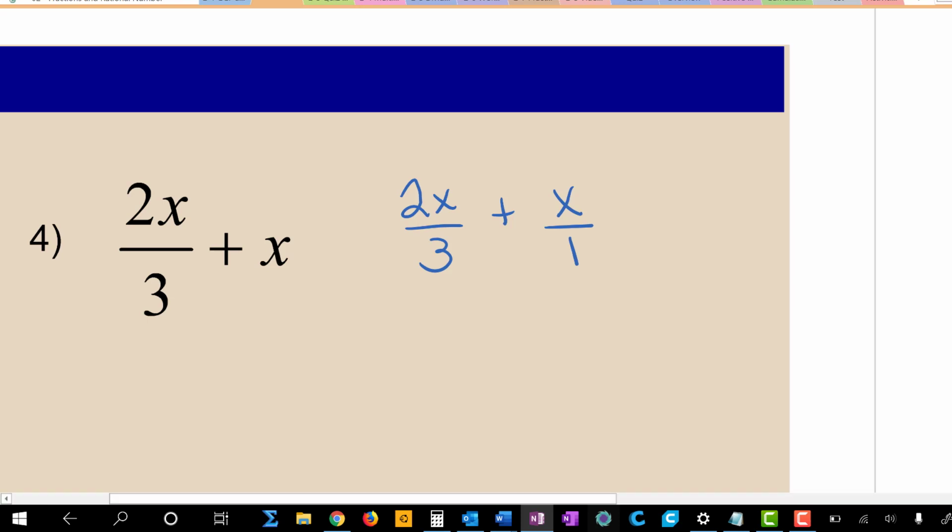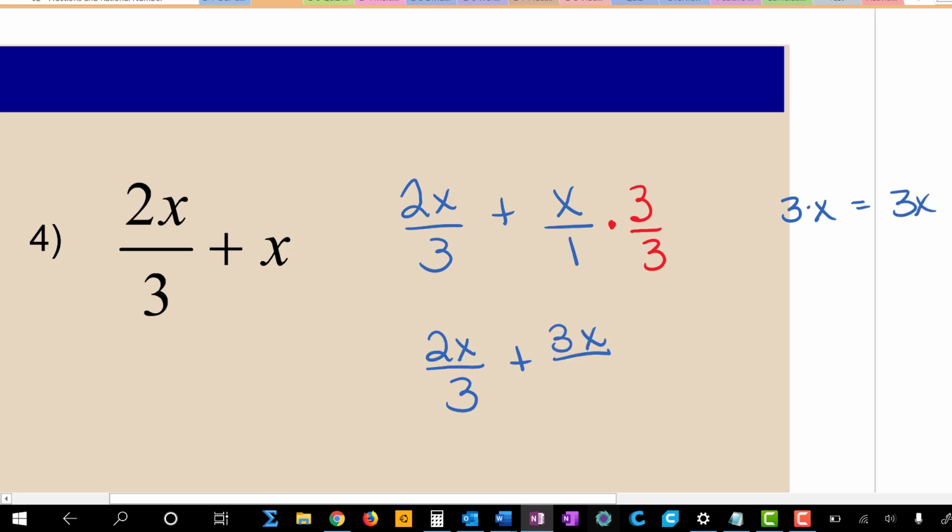All right, so now we have to look at our 2 denominators and see what we can do to get a common denominator. Well, between 3 and 1, we can get a common denominator of 3. So I'm going to multiply x over 1 by 3 over 3 so that we can get a common denominator. So I'm going to rewrite this problem as 2x over 3 plus 3 times x, and then our numerator is just 3x. It's 3 groups of x. So we write that as 3x, and then 3 times 1 is just 3.